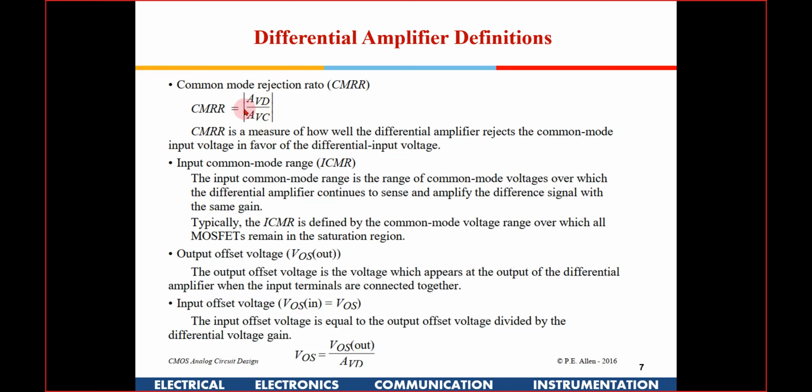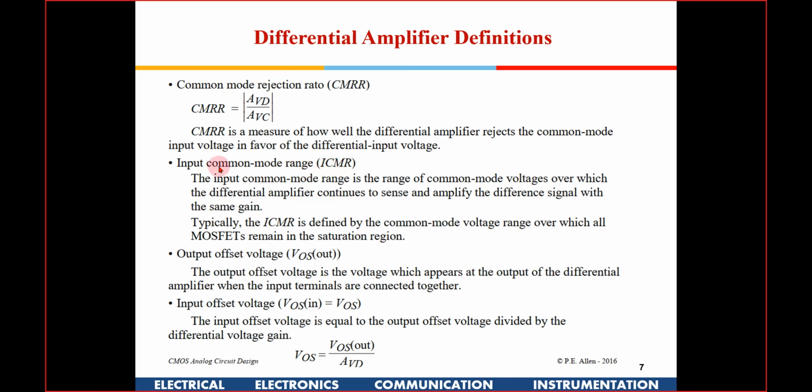So this ratio is a very good figure of merit to define the CMRR, which gives the performance of differential amplifiers. Because now we need to amplify the differential signal as much as possible and have as low as possible the common mode signals. Another important figure of merit or performance parameter is ICMR.